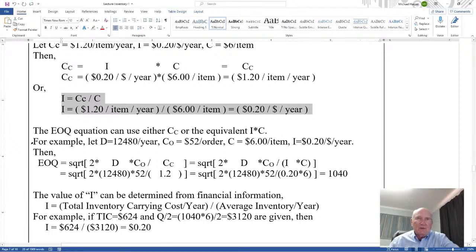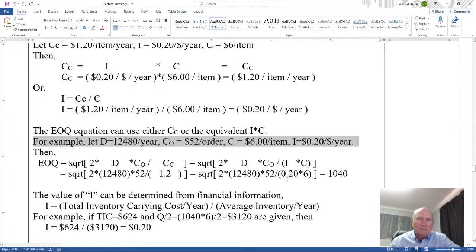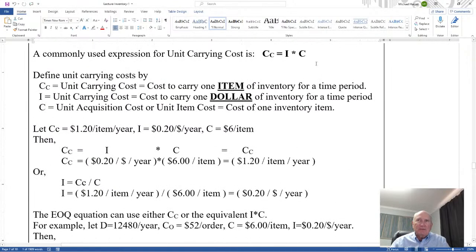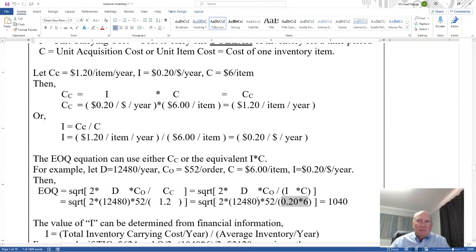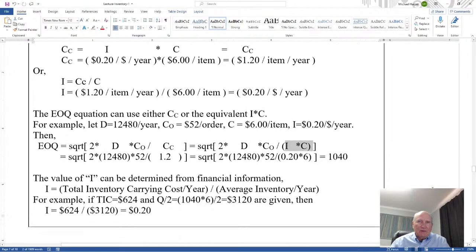And then, for example, let the demand equal 12,480 items a year, ordering cost, carrying cost, this kind of thing. So you may not know what your cost per item is, but you know the cost per dollar is just 20 cents per dollar. So then what you do, instead of the carrying cost of $1.20 here, it's 20 cents times the cost C. And there's where this equation up here comes in. So it'll be right here in the denominator in the EOQ.